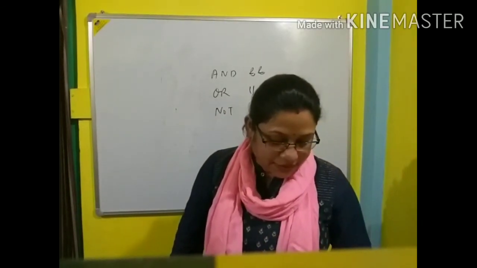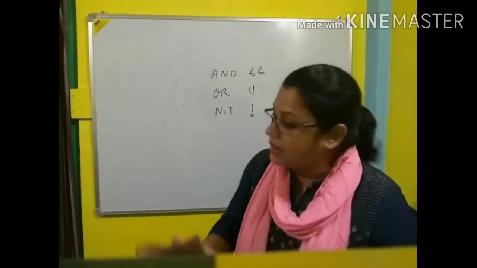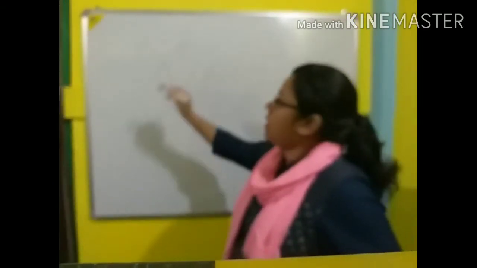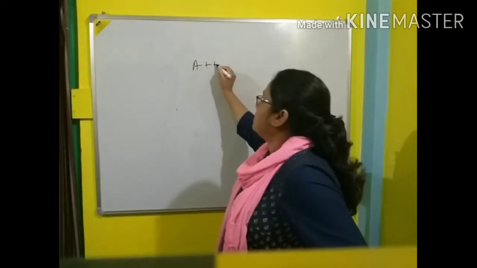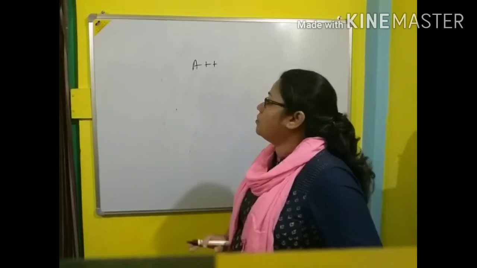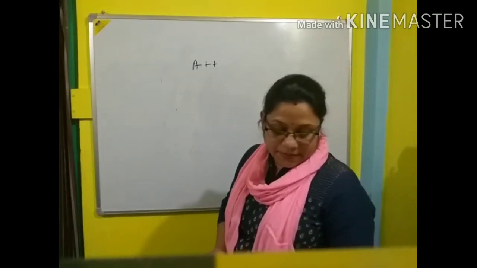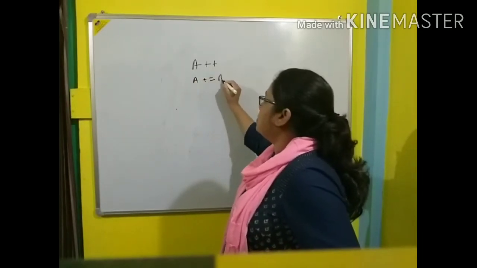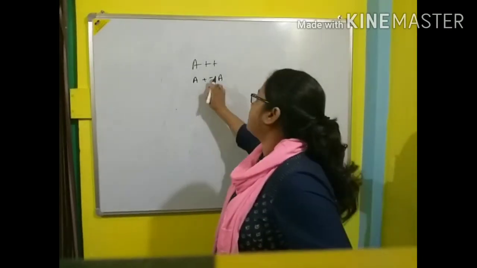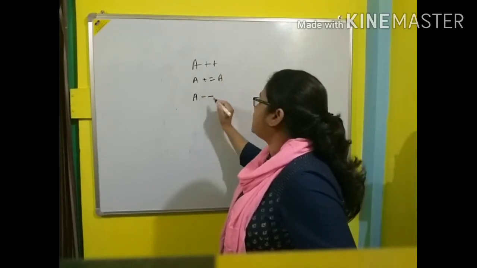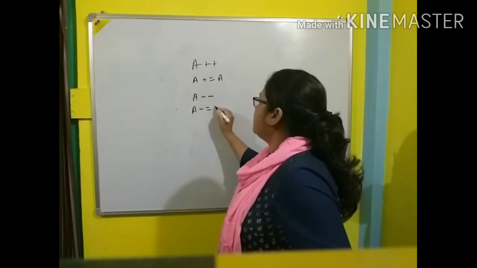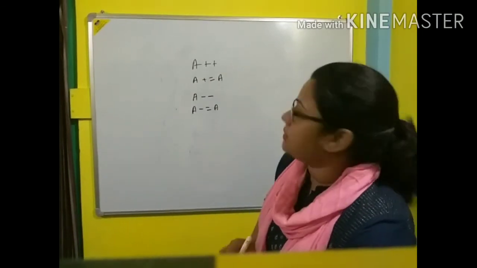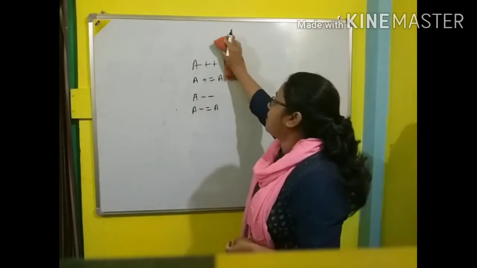Write the statement equivalent to A plus plus and A minus minus. Okay. So A plus plus. The equivalent statement of this is A plus equal to A. This is the equivalent statement of A plus plus, then for A minus minus, A minus equal A. So this is the equivalent statement of A plus plus and A minus minus.